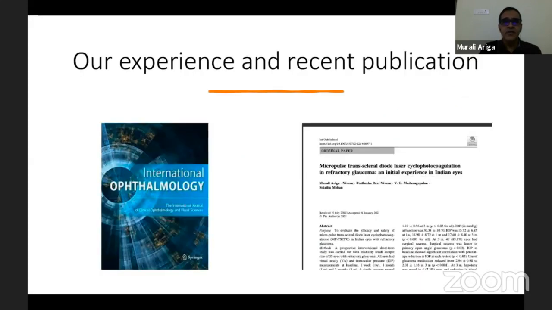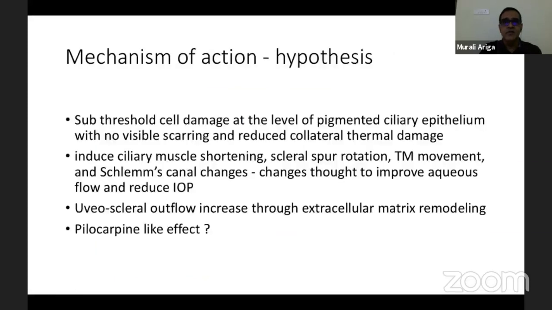This is our own experience, which has been published recently in Springer's International Ophthalmology, an initial Indian experience of about 55 eyes, with very encouraging results and very few serious complications. It is said to act like pilocarpine, in which the drug induces ciliary muscle shortening, scleral spur rotation, trabecular meshwork movement, and Schlemm's canal changes. Therefore, uveoscleral outflow increases through extracellular matrix remodeling. So most probably, it works somewhat like pilocarpine.